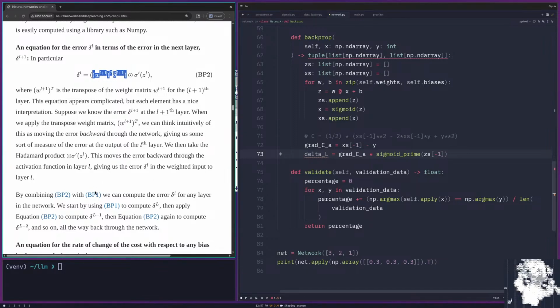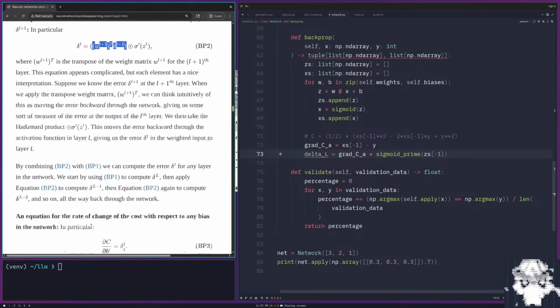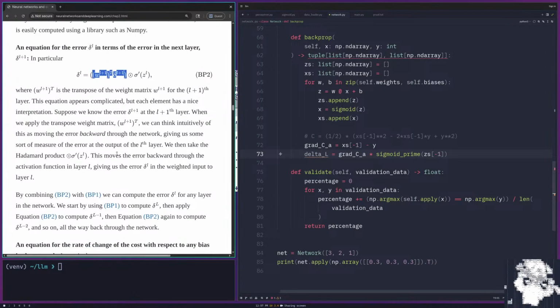By combining BP2 with BP1, we can compute the error delta L for any layer in the network. We start by computing BP1 to compute delta of the final L, then apply equation BP2 to compute delta of L minus 1, then equation BP2 again to compute delta L minus 2, and so on all the way back through the network. Okay, we can do that.